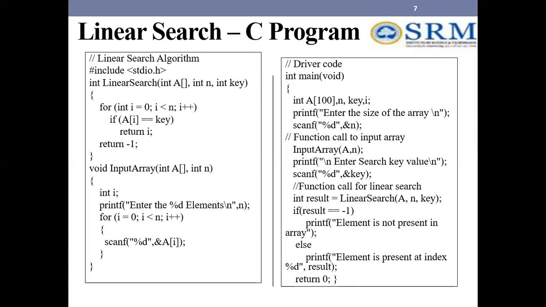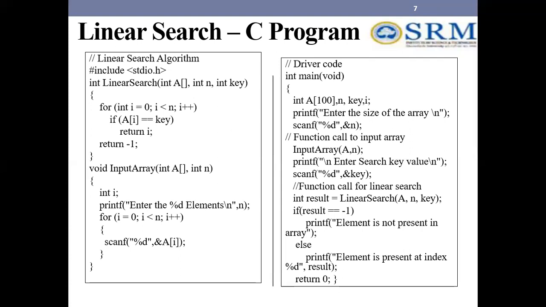Now, for example, the worst case, the input key is not present in the array. For loop will be terminated. It will check for 0 to n minus 1. For all the values, if condition is always false because the value is not present. After the for loop, it will go to the next statement, return minus 1. So minus 1 means the key value is not present in the array.